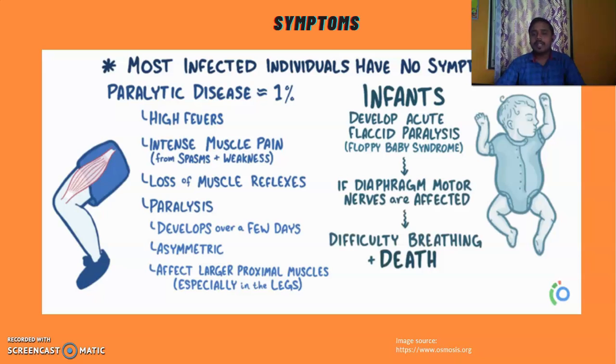Sometimes infants can also be affected by polio. This will develop acute flaccid paralysis, which we call floppy baby syndrome. And if the diaphragm motor nerves are affected due to this poliovirus, it can result in difficulty in breathing, which will lead to the death of the infant. So the type of infection or the effect created by this poliovirus could be different, but most will lead to paralysis and a few will lead to difficulty in breathing.